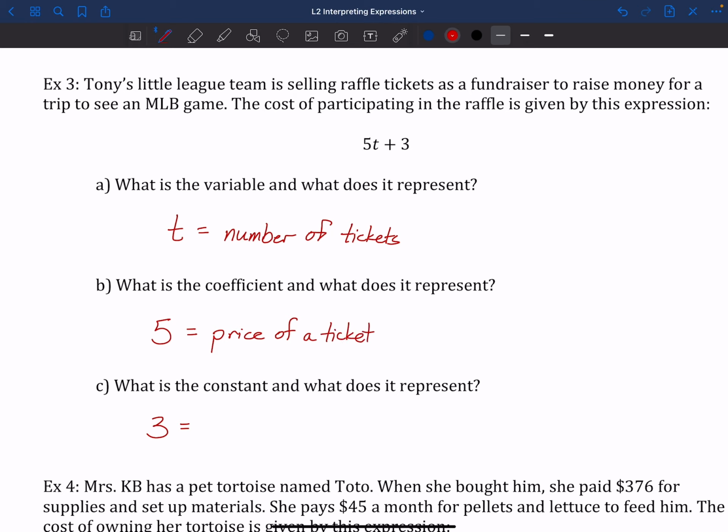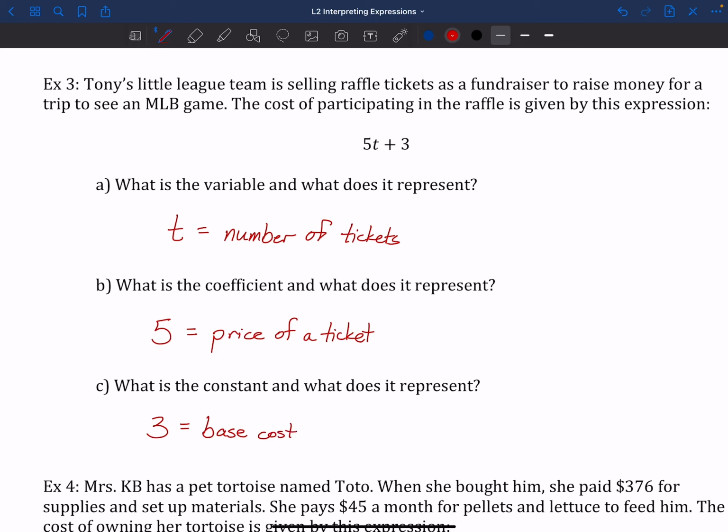So sometimes the coefficient is the rate of change, how fast something is changing. Whenever we're doing something with buying or selling, it's usually the price. And then that 3 at the end is kind of a weird one in this case. The 3, I'm just going to tell you, is kind of like the base cost.